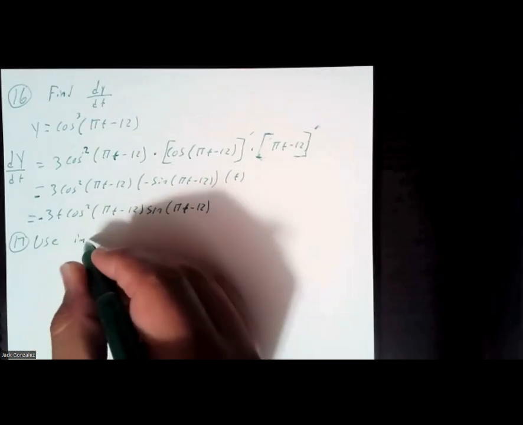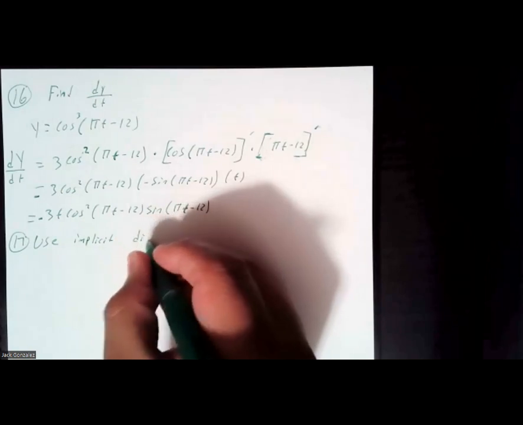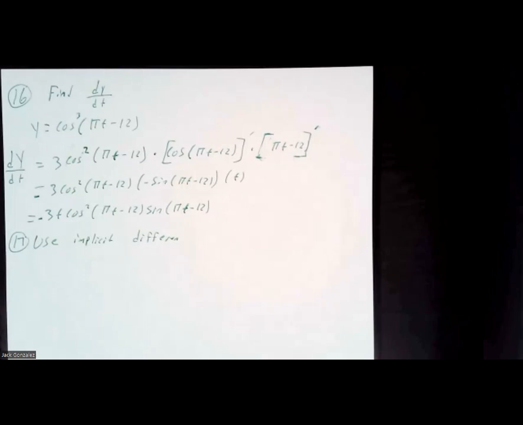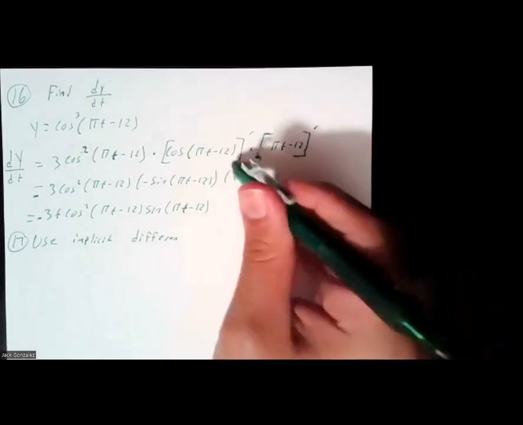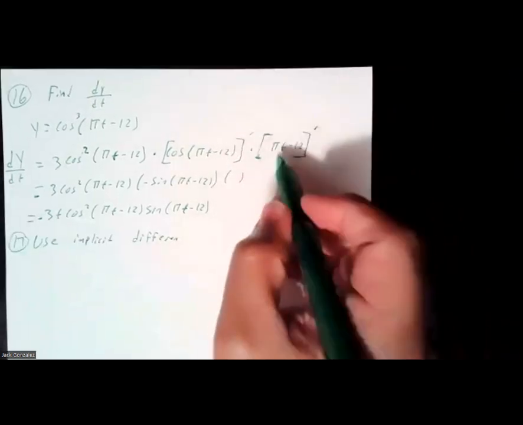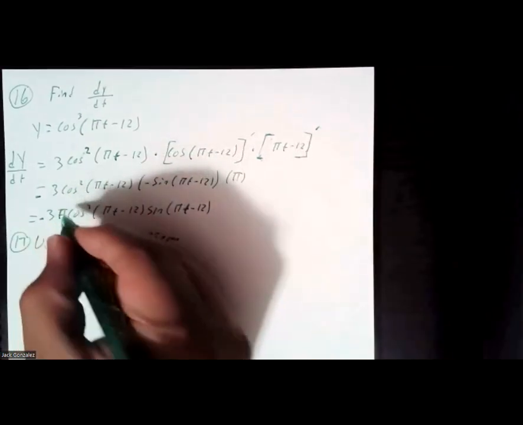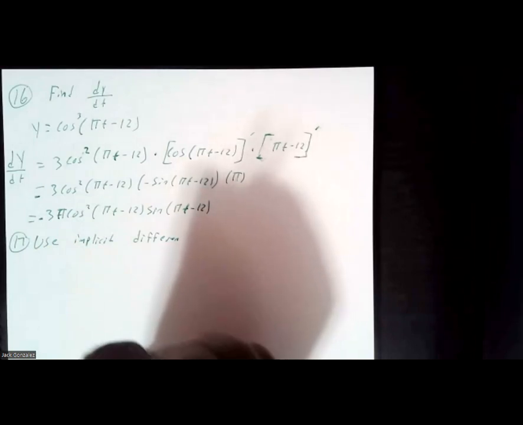You cool on 16? What answer is it? Oh, I'm not seeing the 3t. Oh, right. Derivative of this should be pi, not t. Right. Yeah. And that's another big pi.